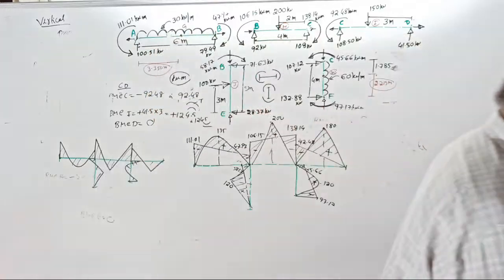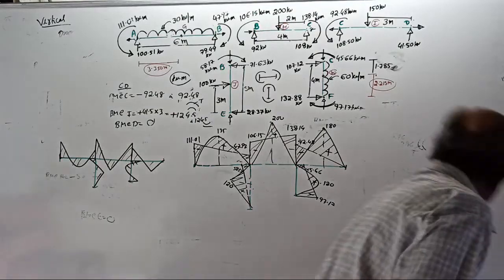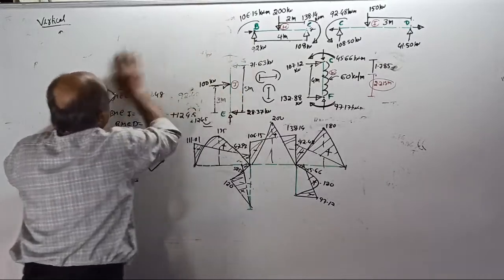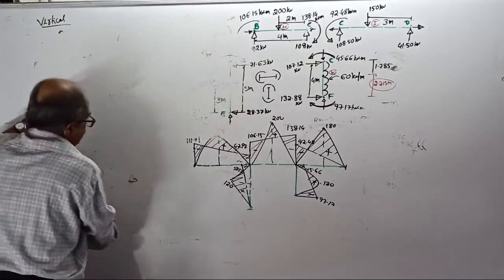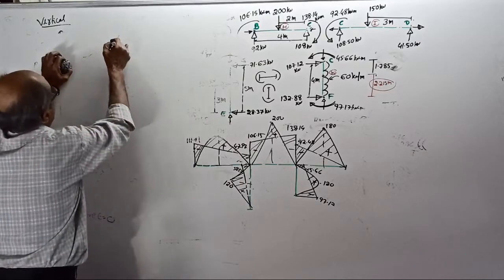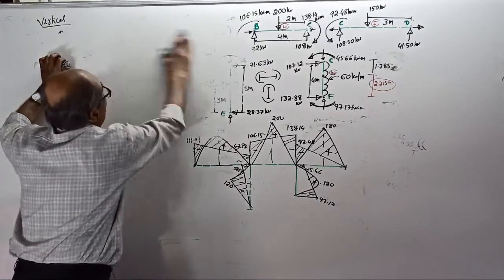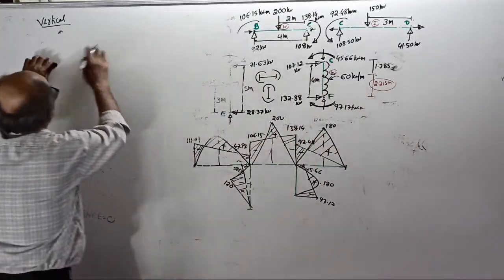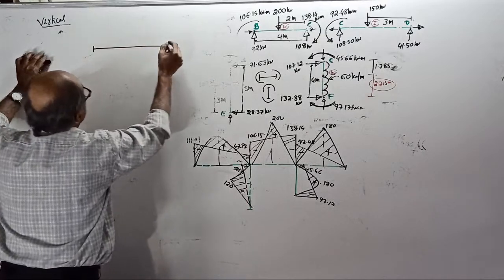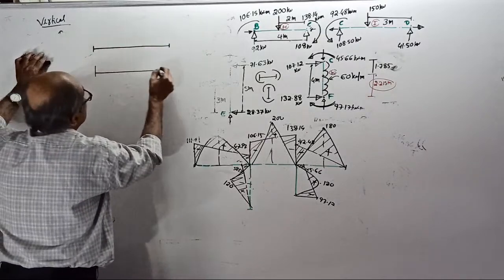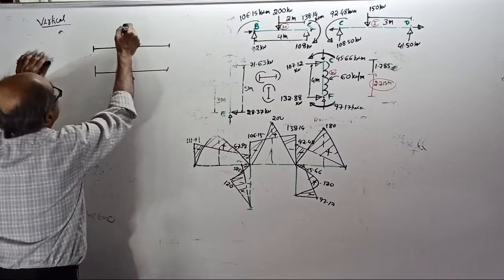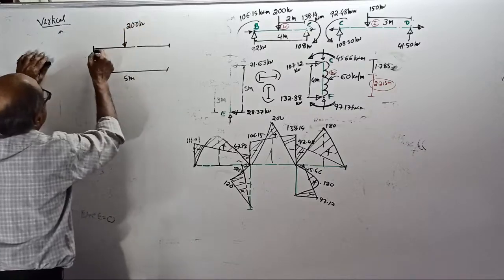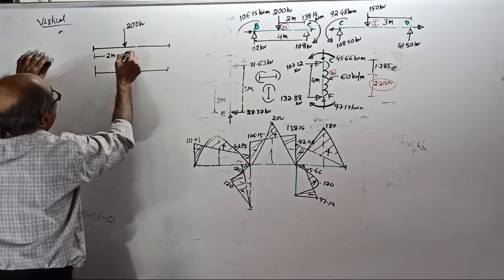Okay, now I'll do one thing, a small example, just because little time is there. Consider a beam of length 5 meter. You apply a load here of 200 kilonewton. This is 2 meter and this is 3 meter.